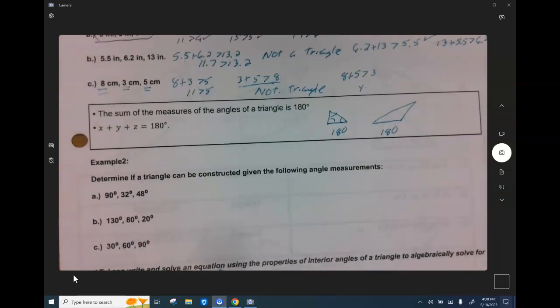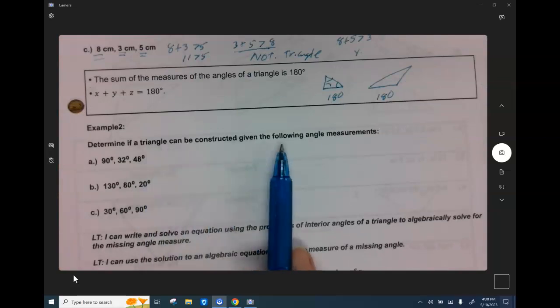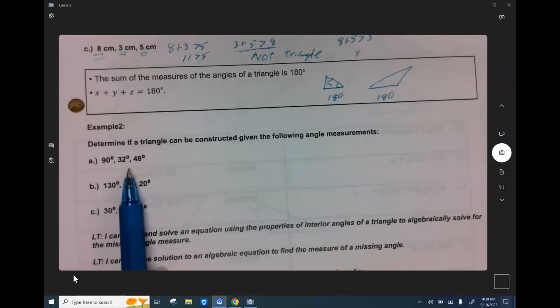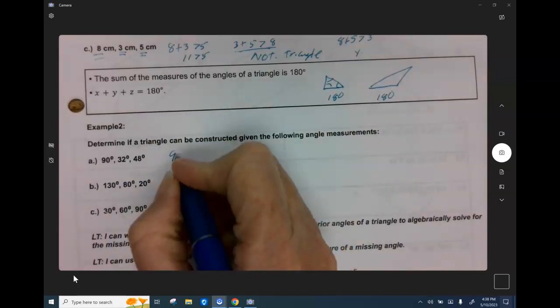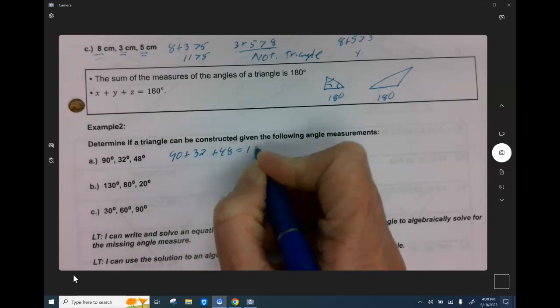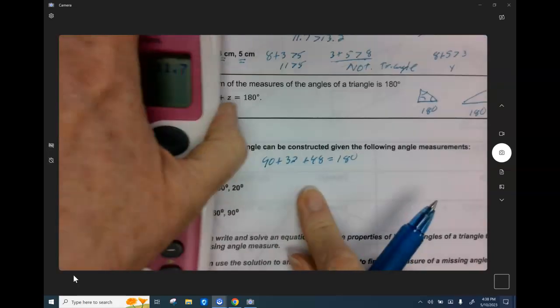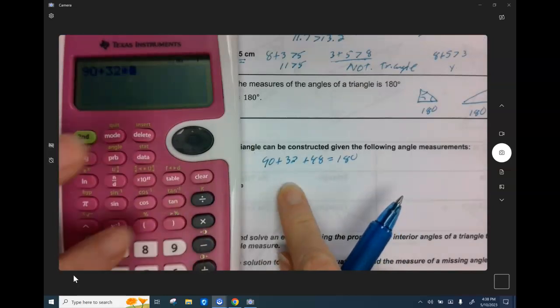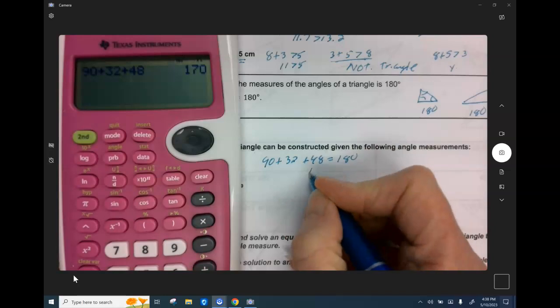Okay? Determine if a triangle can be constructed given the following measurements. So we have to find out if this adds to 180 degrees. So we're going to take 90 plus 32 plus 48. Does that equal 180? So we take our calculator and we add 90 plus 32 plus 48. Is that equal to 180?